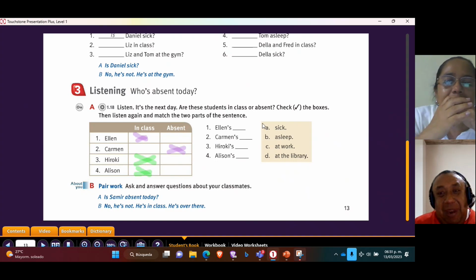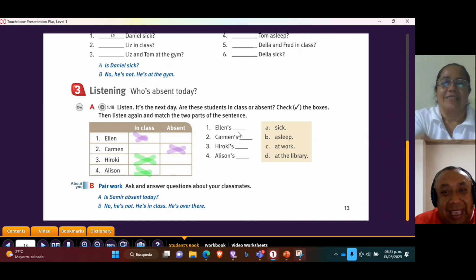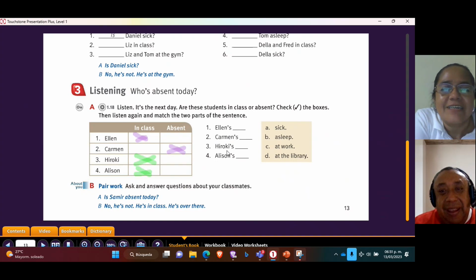Ahora, Mari, lo voy a poner una vez más para que sepamos dónde está cada quien. Por ejemplo, dónde está Ellen, dónde está Carmen, dónde está Hiroki y dónde está Allison, ¿ok? Escuchemos una vez más.